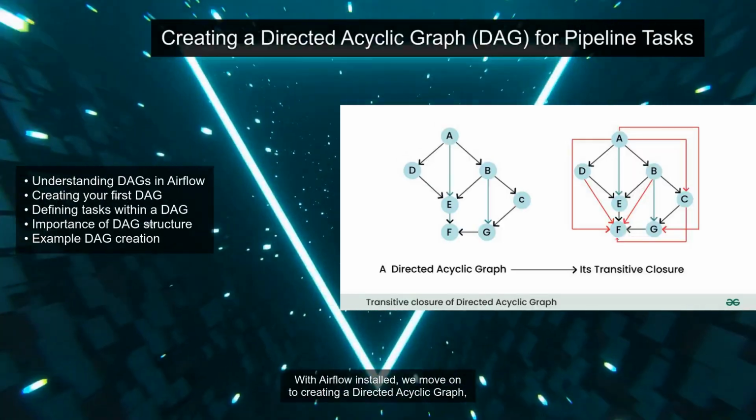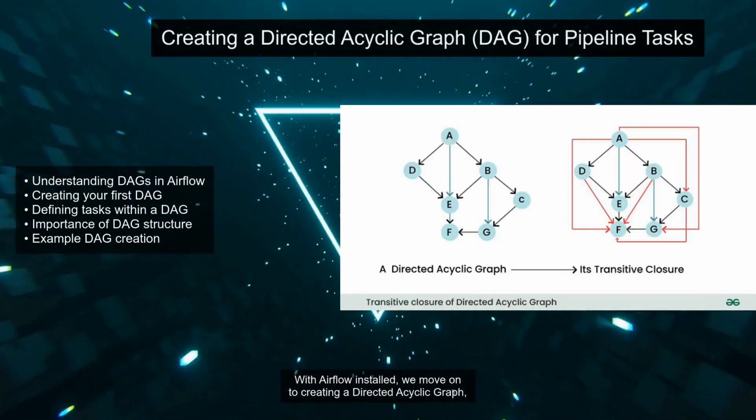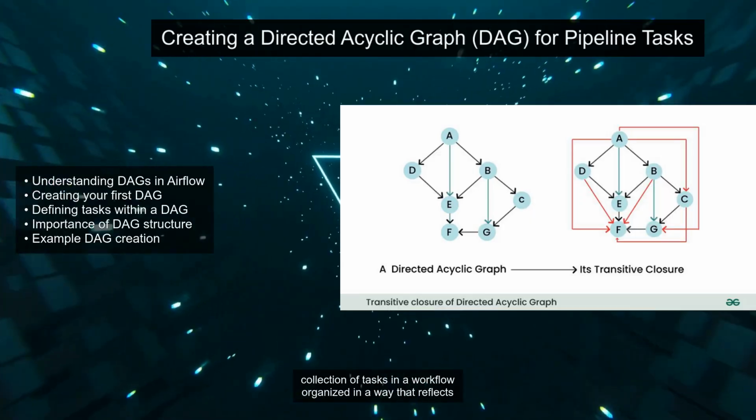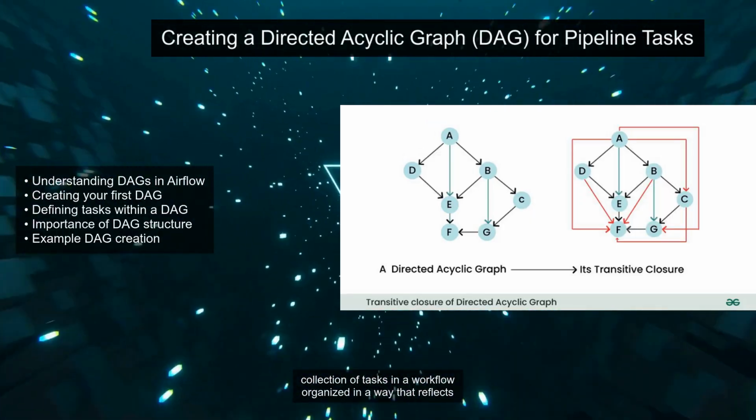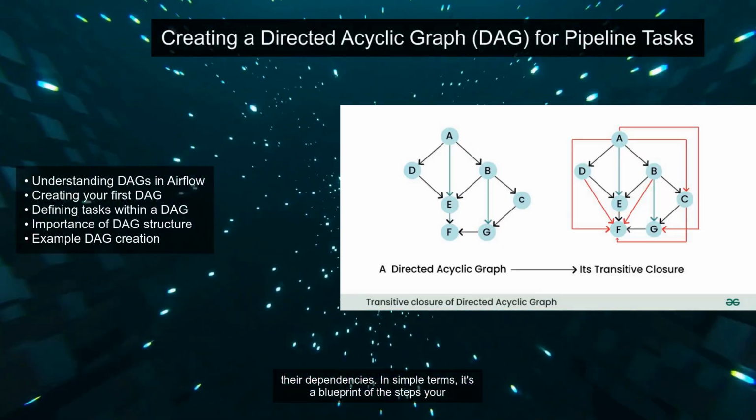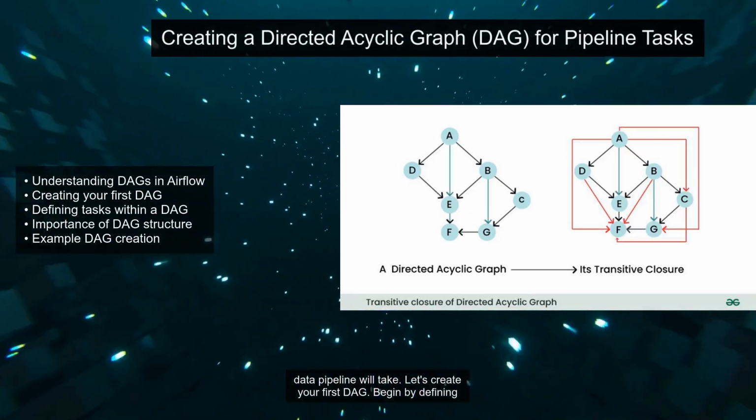With Airflow installed, we move on to creating a directed acyclic graph, or DAG. A DAG is a core concept in Airflow, representing a collection of tasks in a workflow organized in a way that reflects their dependencies. In simple terms, it's a blueprint of the steps your data pipeline will take. Let's create your first DAG.